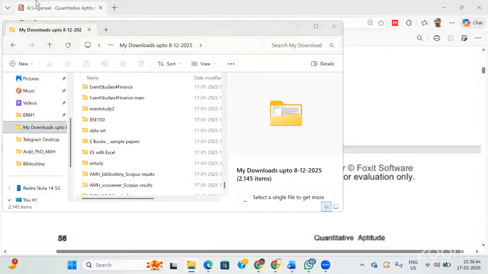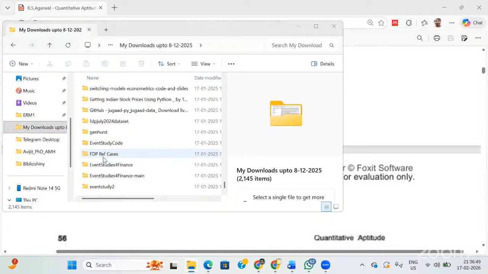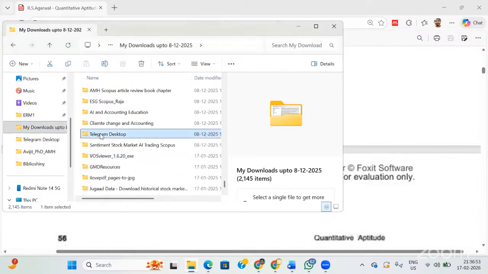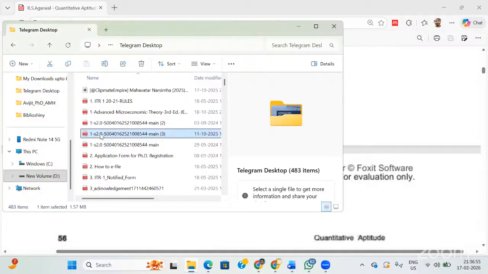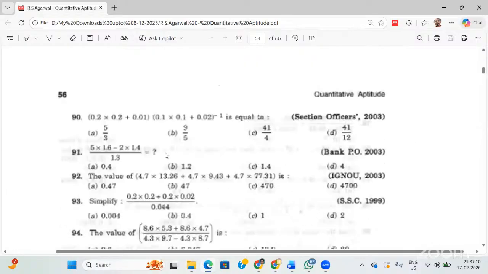The name of the file was King of Calculations. King of Calculations, so you can search it. K-I-N-G, King of Calculations. Probably I lost this right now. I have to download again.